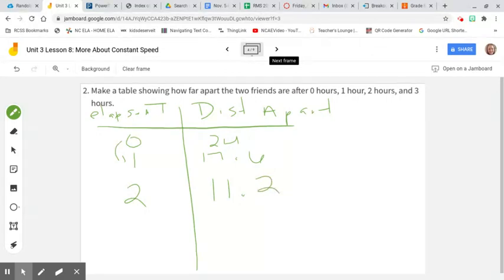So we have to do our third hour. So we take our 11.2 minus 3 miles that Kieran is walking, the 3 miles per hour. And then we subtract the 3.4 miles per hour that Claire is walking. And in 3 hours, they will be 4.8 or 4 8/10 miles apart.